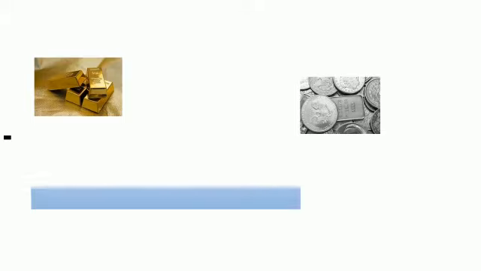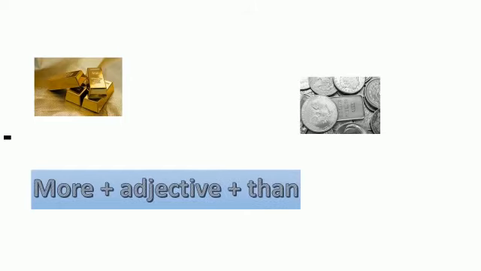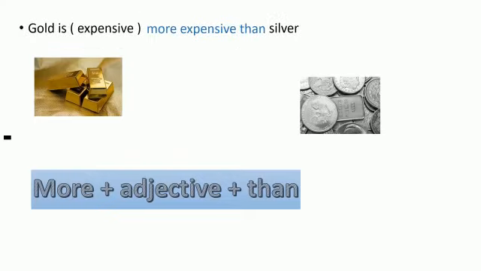What about expensive? Expensive. So we have 3 syllables. So in this case, we are going to put more before the adjective, then the adjective, then than. So it will be gold is more expensive than silver.